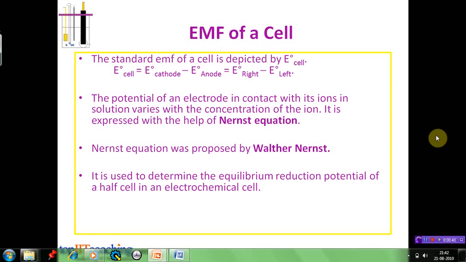Now the potential of the electrodes in contact with its ion in a solution depends on the concentration of the ions. It can be determined with the help of the Nernst equation, which was proposed by scientist Walther Nernst. The Nernst equation is used to determine the equilibrium reduction potential of a half cell in an electrochemical cell. And thus we can use this equation to determine the EMF of the cell as well.